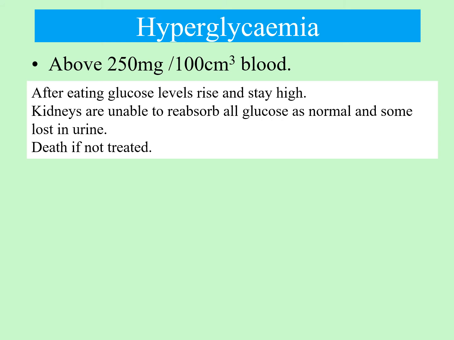And obviously, your blood levels stay high, and afterwards, your kidneys can't reabsorb all the glucose in something called selective reabsorption, and therefore it's lost in the urine. And it can cause death if not treated, because it can cause all sorts of chaos in your cells, osmosis in places, high blood pressure in places you don't need it. It can damage organs as a result.